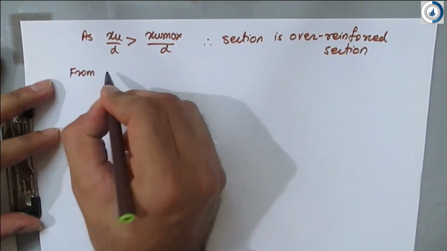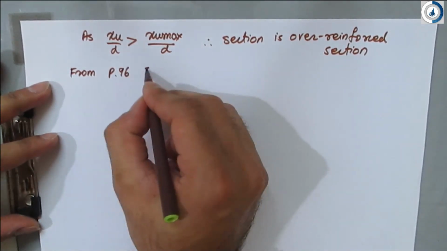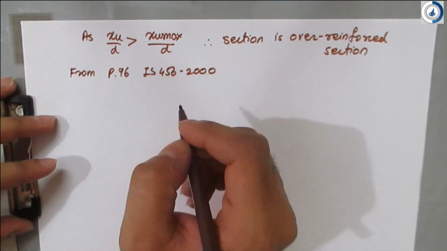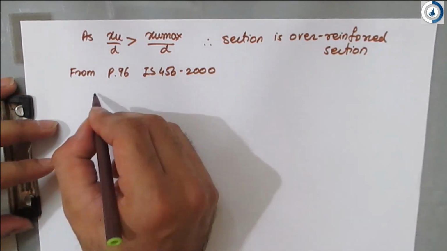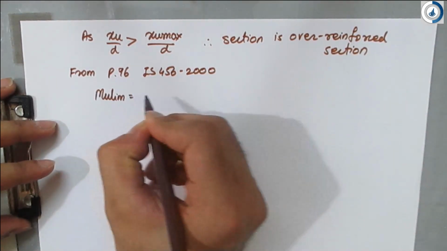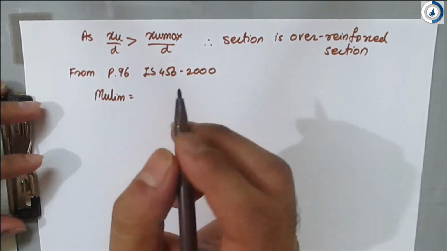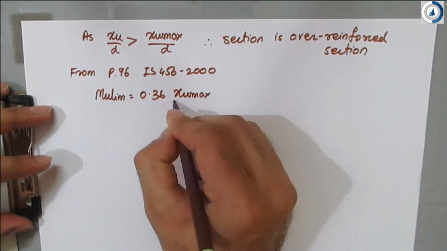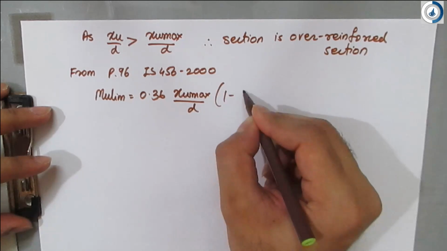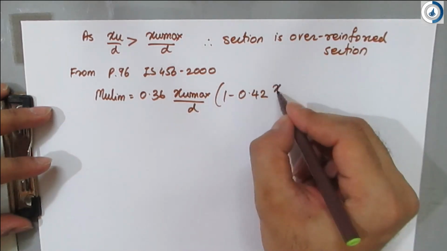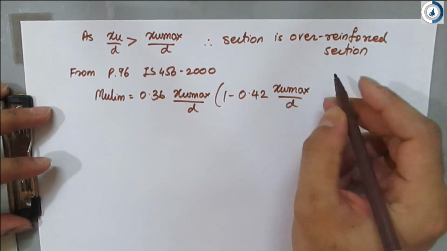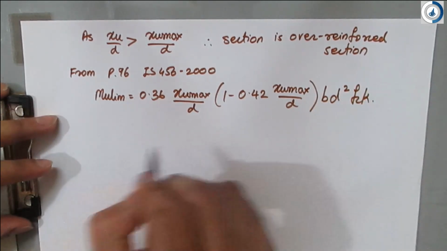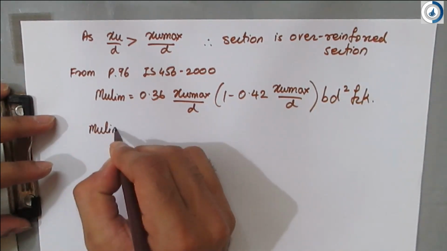So from page number 96 of IS 456:2000, we have to take that formula. Mu limit. Why Mu limit? Because it is the limiting moment of resistance, it is not the ultimate moment of resistance. It is 0.36 XU max by D, into 1 minus 0.42 XU max by D, into BD square FCK. All the things are known, just substitute and get the value of Mu limit.